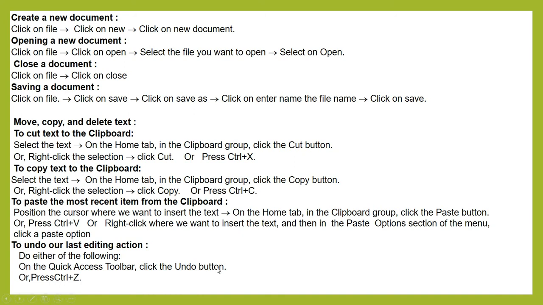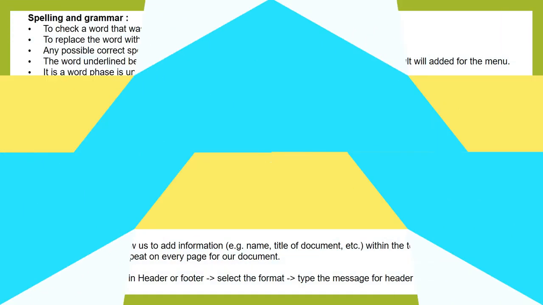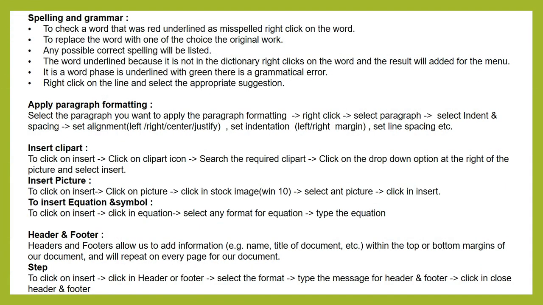Okay, next is spelling and grammatical error checking. If there are any spelling mistakes or grammatical mistakes displayed in your document, how do you rectify them? Remember, spelling mistakes are displayed with red wavy lines, and grammatical error messages are displayed with a green wavy line. If a word is misspelled, you have to rectify it using these steps.